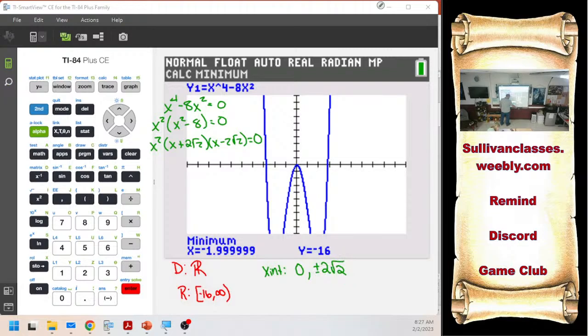The y-intercept, well, if I plug a 0 in there, 0. So, y-intercept, just 0. Okay.